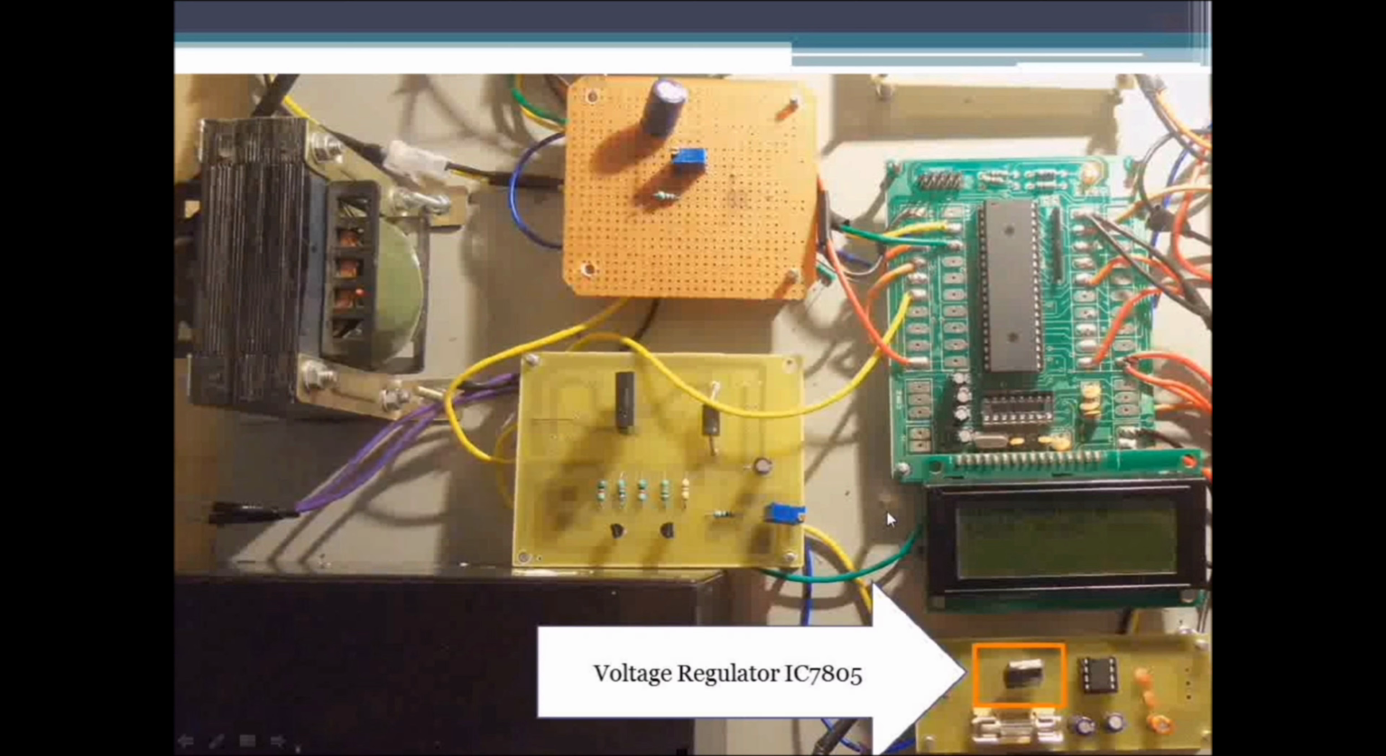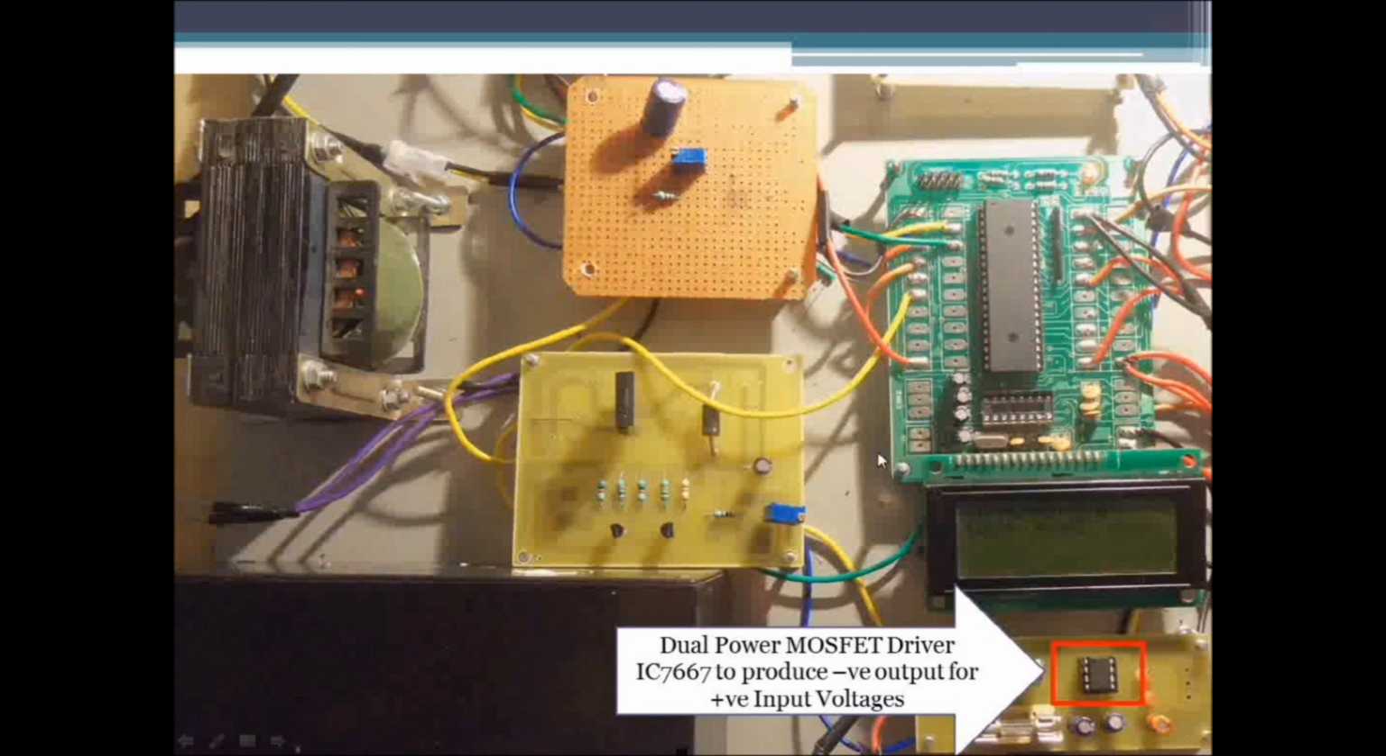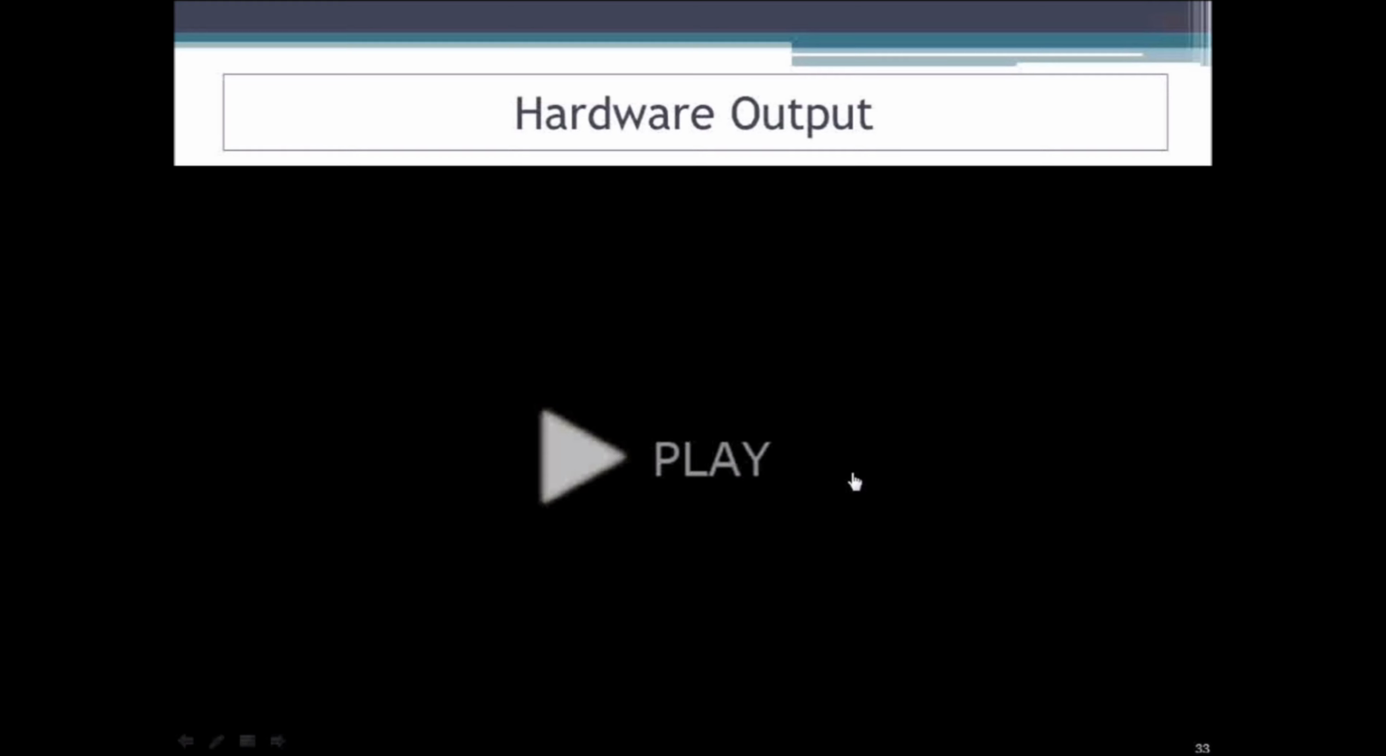And this is a 12 volt rechargeable battery, and this is a voltage regulator IC7805 to give a constant output voltage, and this is IC7667. It is a dual power MOSFET driver. Some of the ICs in this board require different voltages, such as minus 12 volt, plus 12 volt, plus 5 volt. So with the help of IC7667, we will be able to generate the different voltages which are required.